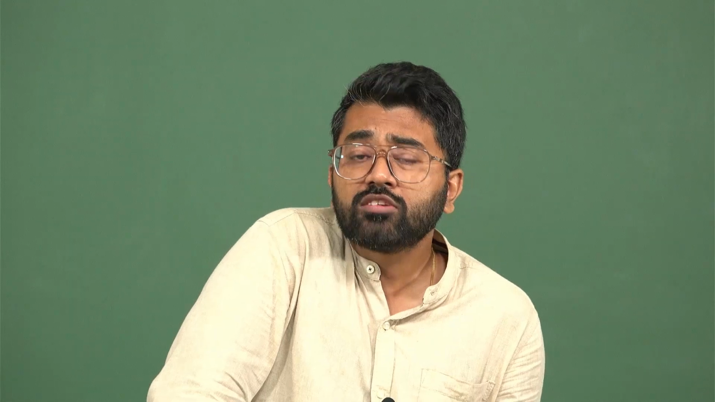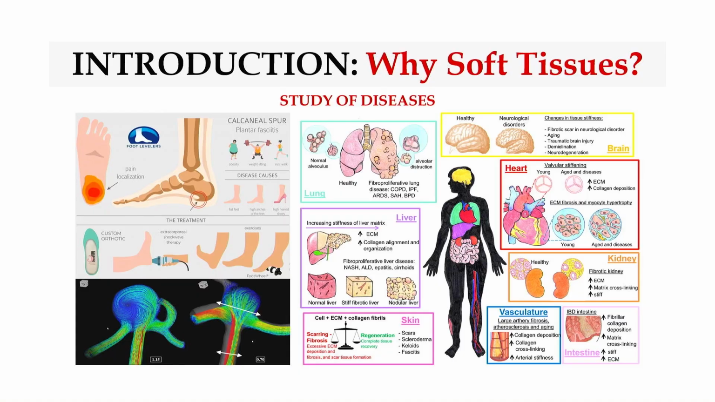So there are changes in the tissue stiffness which are very clear when there is a brain disease, such as a fibrotic scar in the neurological disorder, scar due to aging, scar due to traumatic brain injury, and demyelination, right? There are a lot of terms, neurodegeneration, and these are some of the terms which are commonly heard, right? So again, if we go to the human heart, these are all very important organs.